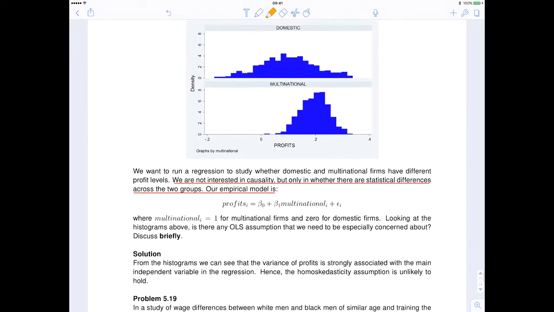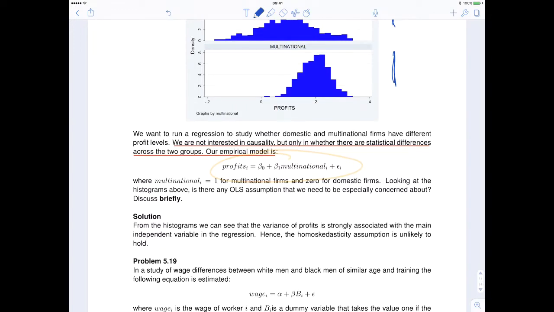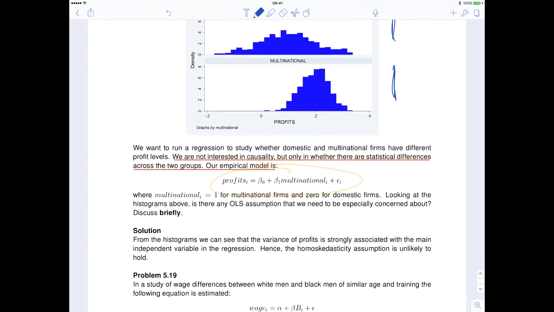5.18. We look at this model here. We have domestic and multinational corporations. One thing to notice here is that this beta 1 hat will be the mean difference between multinational and domestic. When you test whether that beta 1 hat is statistically different from 0 or not, what are you doing? You're doing a t-test. What are you dividing by? By the standard errors. What are you assuming about those standard errors?